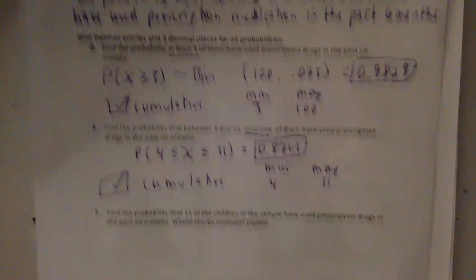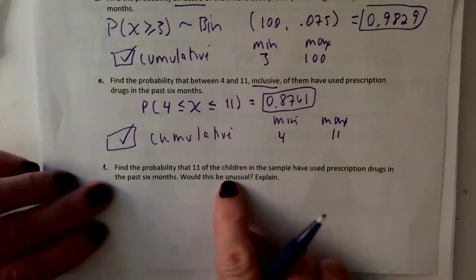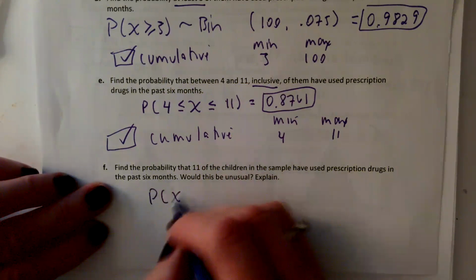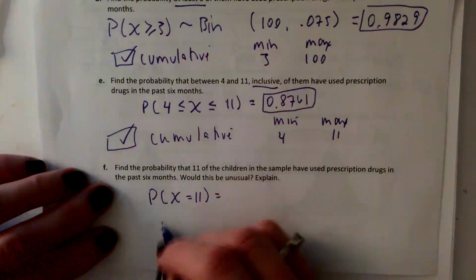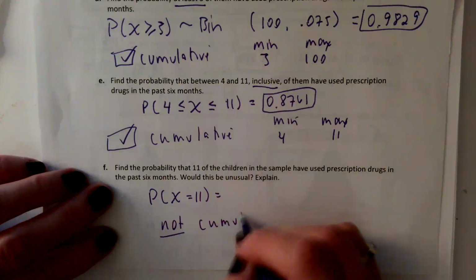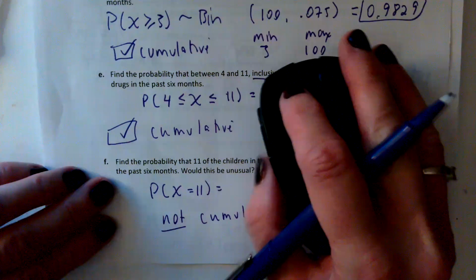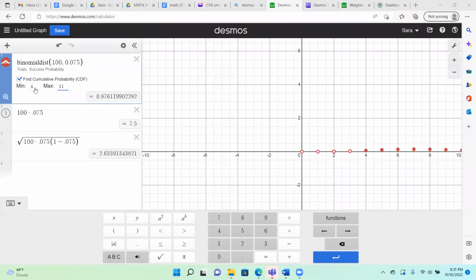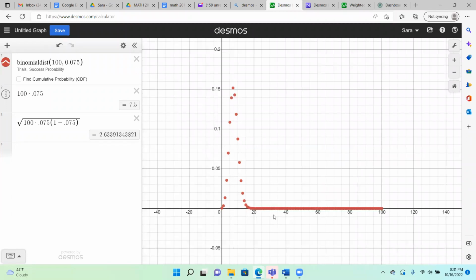And then F says find the probability that 11 of the children in the sample have used prescription drugs in the past 6 months. Would this be unusual? So exactly 11. So the probability that X equals exactly 11. So we're not using the cumulative. So let's show you what this looks like. We're going to go to Desmos and unclick the cumulative. It's going to show us all of them over here. And if we hit our magnifying glass, it'll look more appropriate, like the shape. And we want to find exactly 11. So 11 is going to be here somewhere. That's number 10. There's 11. So 11 is 0.058.